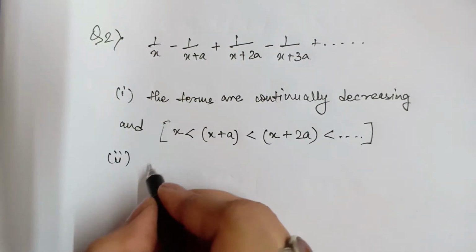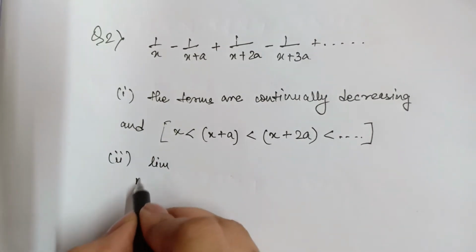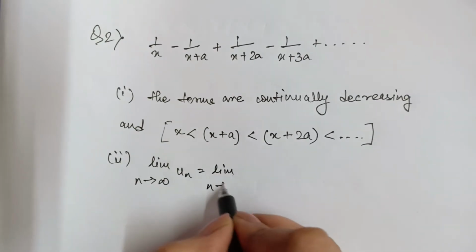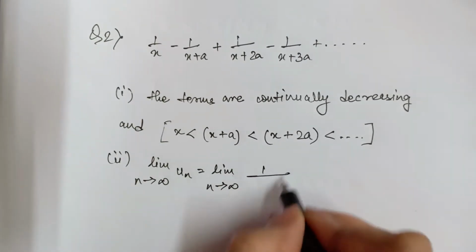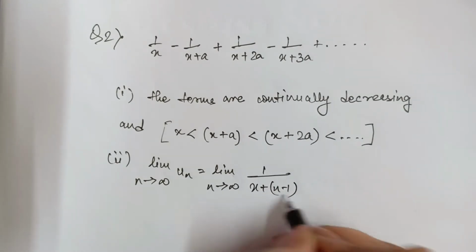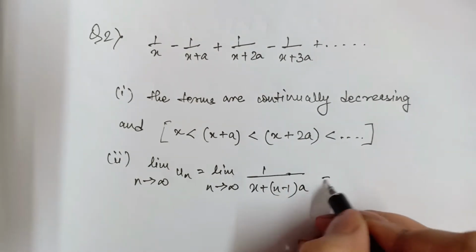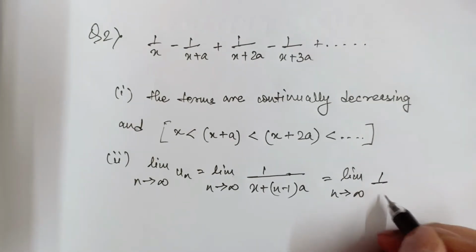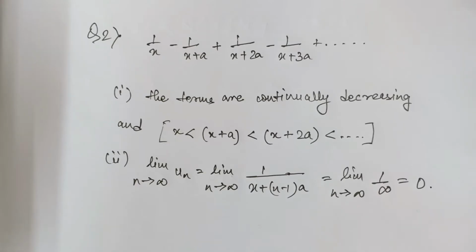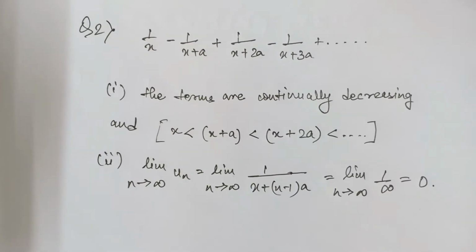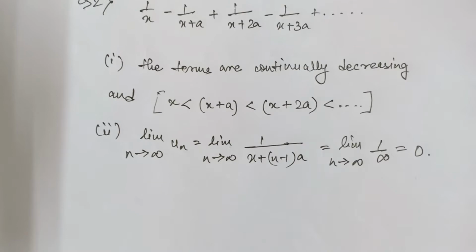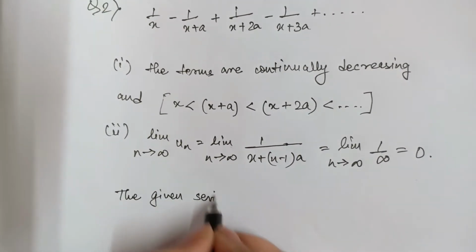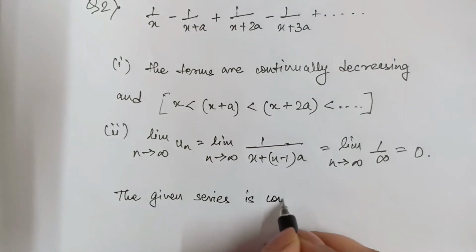The second condition is limit n tends to infinity un equals to limit n tends to infinity 1 by x plus n minus 1 a, which gives us limit n tends to infinity 1 by infinity. So this is equals to 0. Now since all the conditions are satisfied, we can say that the given series is convergent.